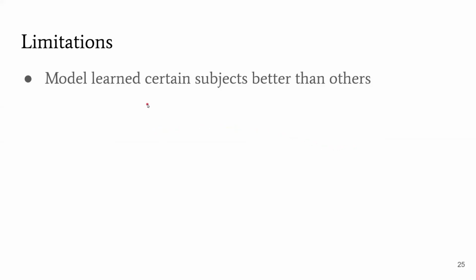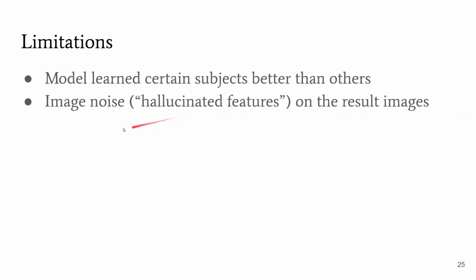So the model will learn certain subjects better than others. So say, for example, you wanted to train a picture on your own cat. It would learn that subject a lot better than more rare and complex subjects. Another issue was image noise with the hallucinated features. We'll see that more in the experimentation because we had some of those issues.